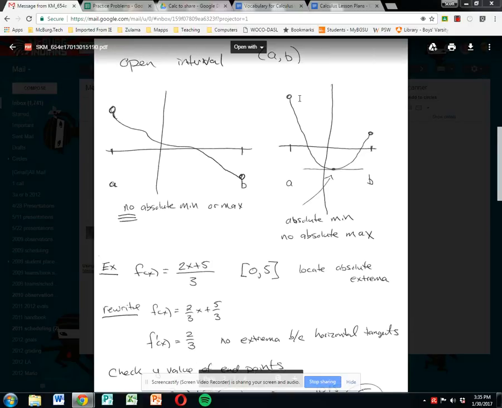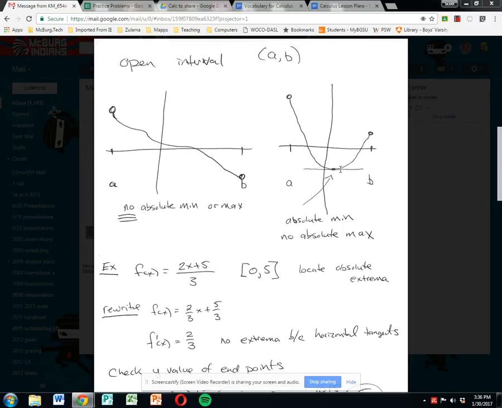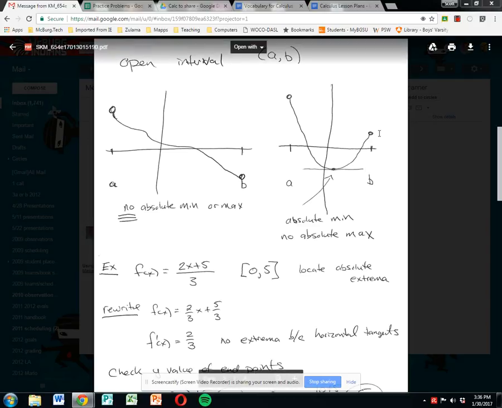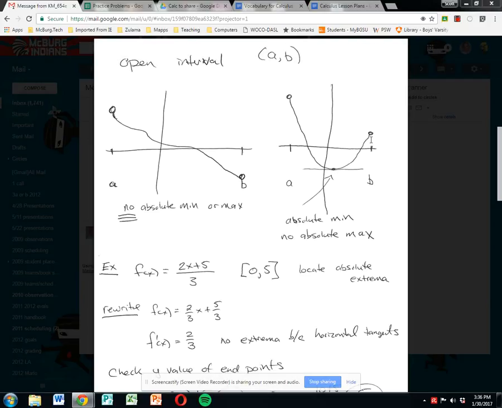Over here, even though the graph is an open interval, it also contains a place where the derivative equals 0. It contains a critical number. Therefore, we check all 3. Can't find anything here or here because no Y value exists. A limit exists, but it's not an absolute Y value.